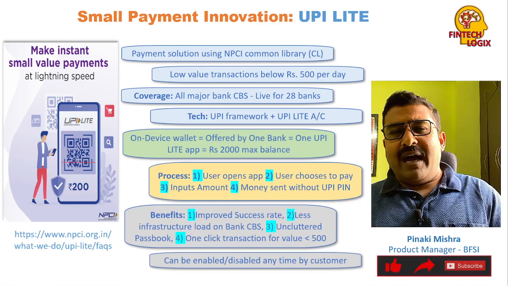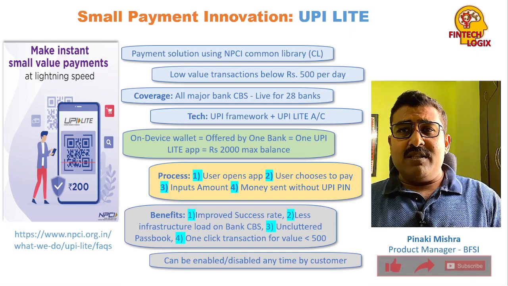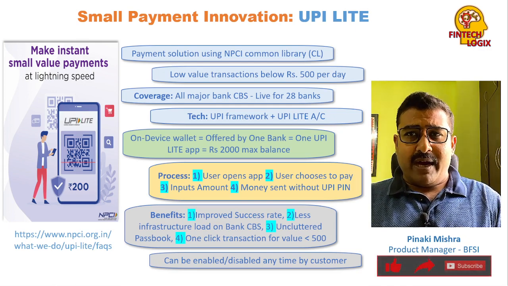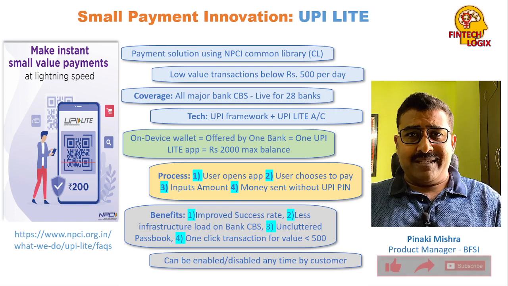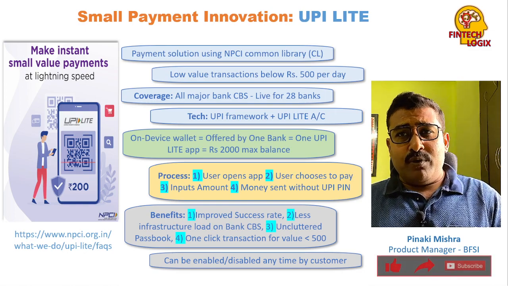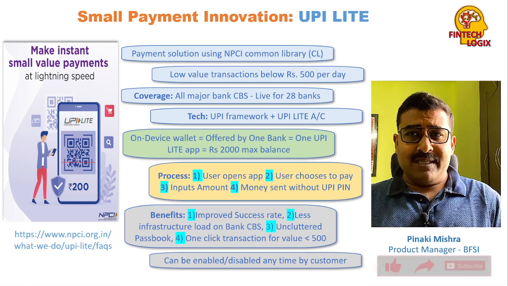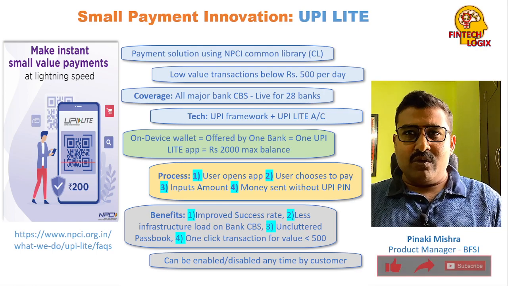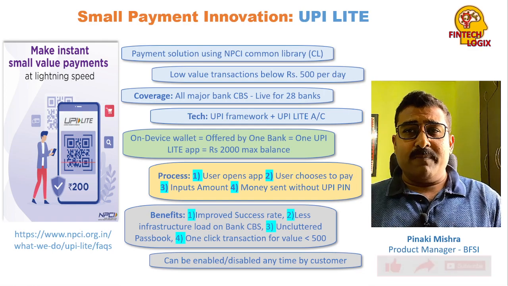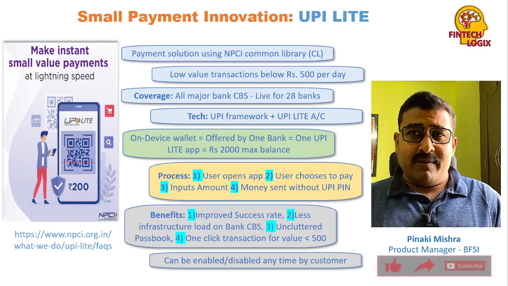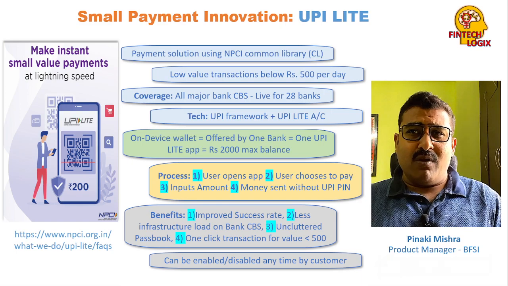Now, what are the benefits of this one? The first one is improved success rate. Because this uses a very light framework and the values are also less, a lot less authentication has to be done. This also puts very little infrastructure load on the core banking system of the banks. That is why banks are also very interested that their users should use the UPI LITE app for small value payments, so that the core banking system does not get affected by the small value payments throughout the day.